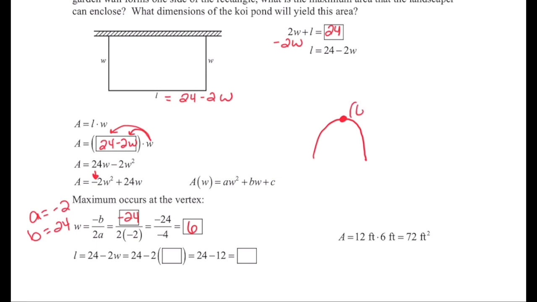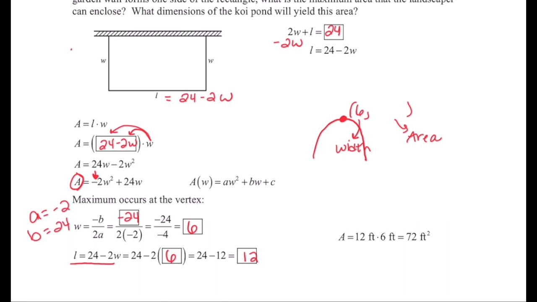So our vertex here is going to be 6 something. Remember, this value here represents the width. And then our Y value, again, will represent the area. So this one will represent the area because that's what we're also looking for as well. I can also find what the length will be because I know what our width is of 6. I can find length by substituting in 6 where I see W and solving.